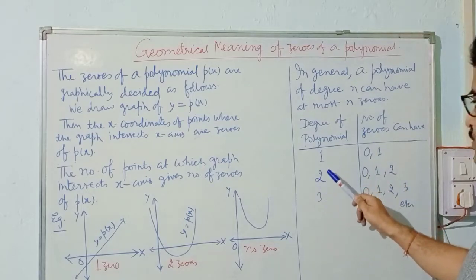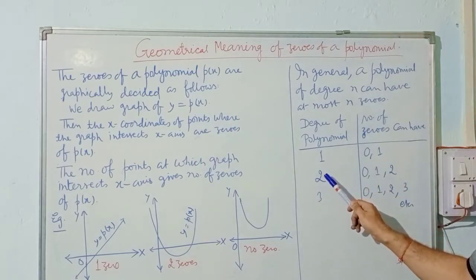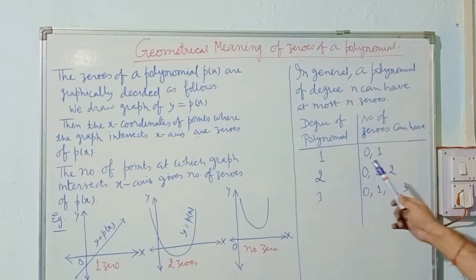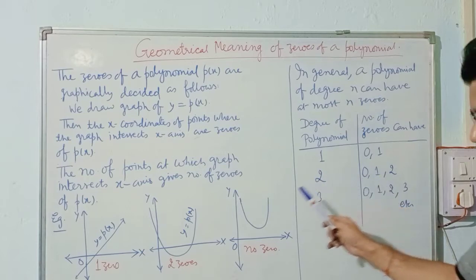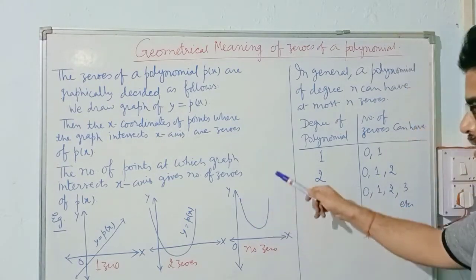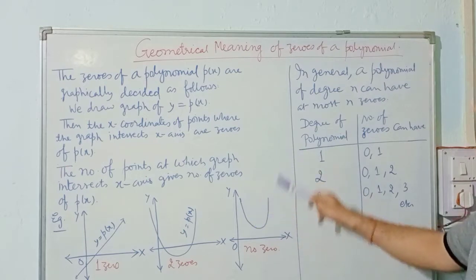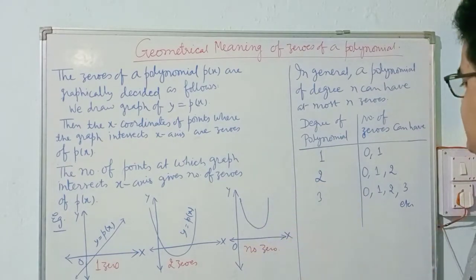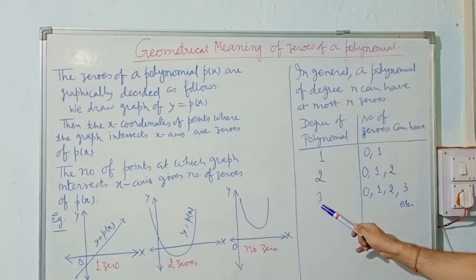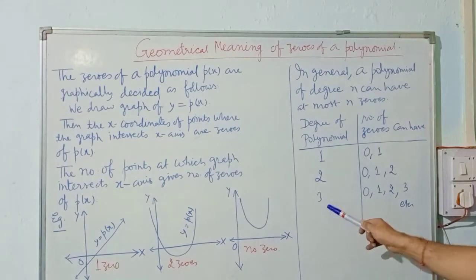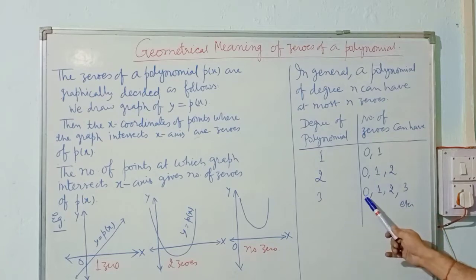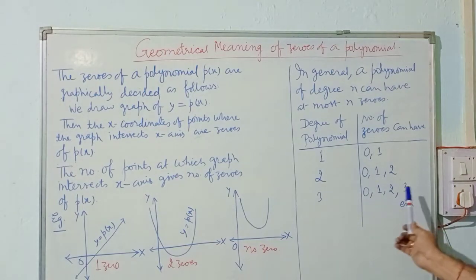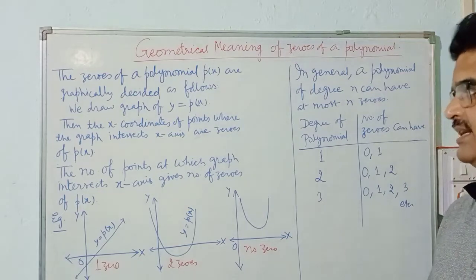Likewise, a quadratic polynomial which has degree 2 can have at most 2 zeros. Means it can have 2 zeros, 1 zero or no zero. As the case here, this is the graph of a quadratic polynomial which does not intersect the x-axis at any point. That is why it has no zero. Likewise, a polynomial of degree 3, cubic polynomial, can have 3 zeros, 2 zeros, 1 zero or no zero at all, depending on the points at which this graph intersects the x-axis.